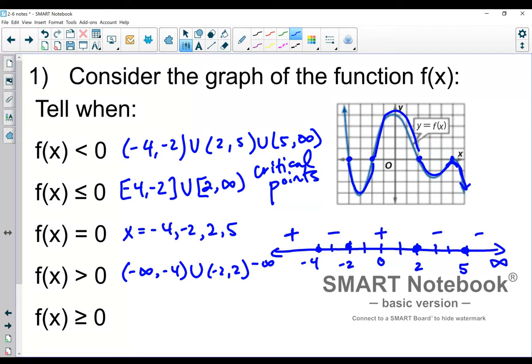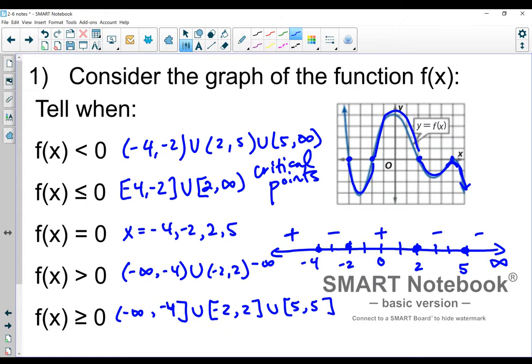Well, it's greater than or equal to 0 from negative infinity to -4, but now I'm going to actually include the -4 because at -4 it's equal to 0, union. And then I have from -2 to 2, and again, I've got to use those brackets. And this one's kind of interesting because it's actually equal to 0 right at 5. So we're going to write 5, 5, which is kind of a weird way to show that.